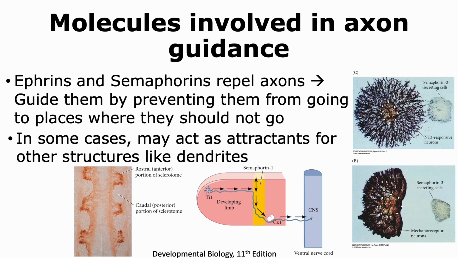However, when we look at another type of neuron, like the mechanosensitive neurons, in this case, we can see that the dendrites don't want to be close to the cell that is secreting the semaphorin 3. Thus, depending on the type of neuron, we can see different effects of these semaphorins and also efferents. But for the purpose of this class, it is enough to remember that both efferents and semaphorins are repulsive in nature.